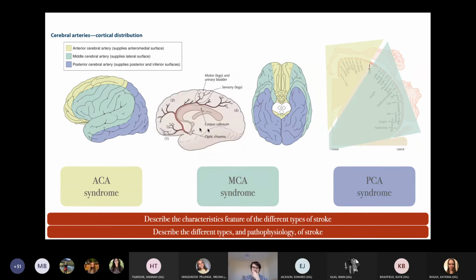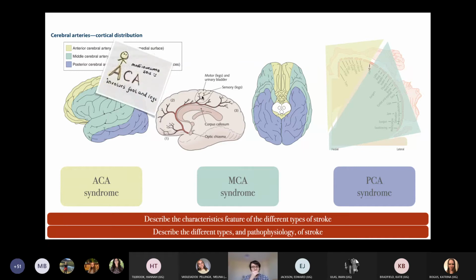And all I've thrown on here is just to show you what ACA actually looks like. It gives off a couple of branches you don't need to know the names of, but wraps around the corpus callosum here, and this is the corpus callosum on my diagram. That is why ACA can supply these regions, because it's more medial.